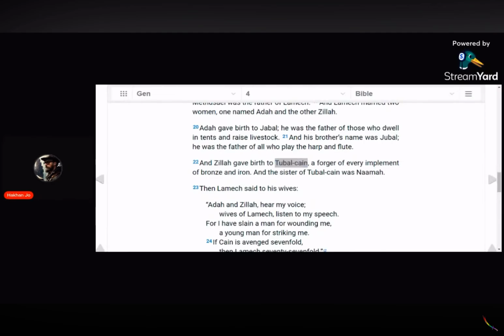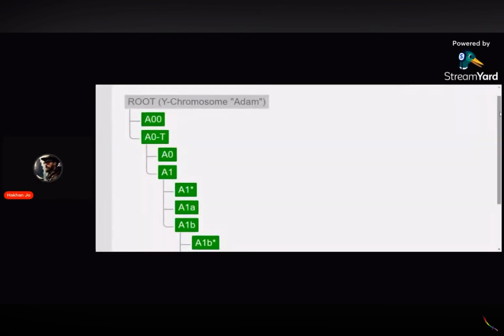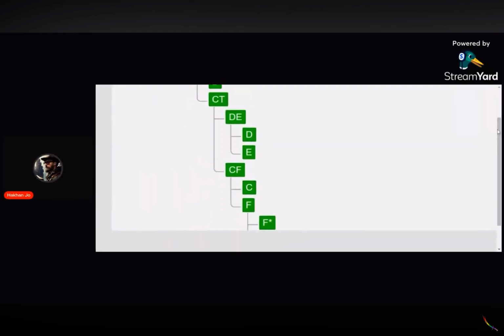So that Jabal, Jubal, and Tubal-Cain line, if we go back to the haplogroup of all mankind, is basically here. Okay, sorry, it's actually the other way around. This is Tubal-Cain, and this is Jabal and Jubal. So this group is the Tubal-Cain, and Jabal and Jubal are twins. So that's why we have this group. Haplogroup C is Jabal, haplogroup F is Jubal, and DE is Tubal-Cain. And so those are the lineages of all of mankind.